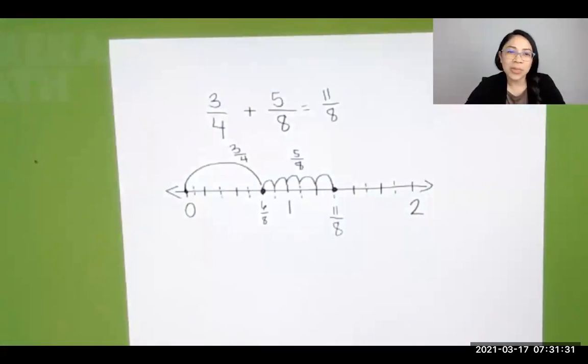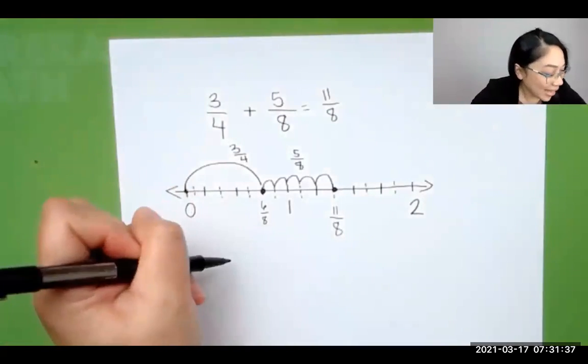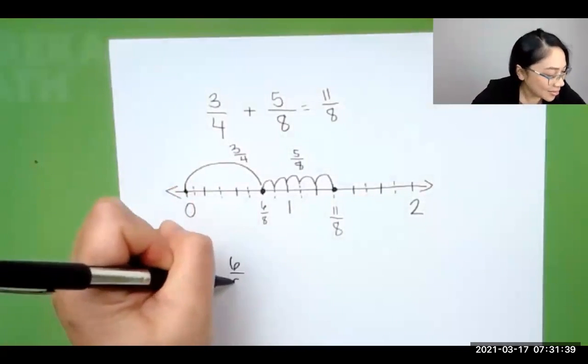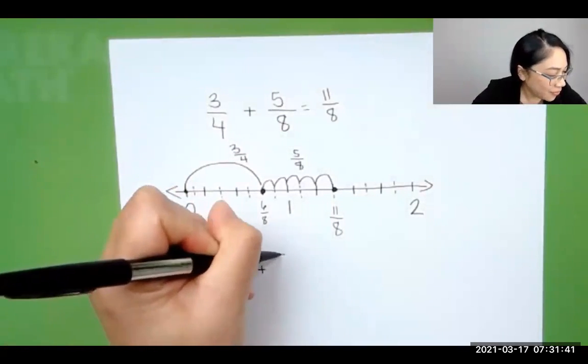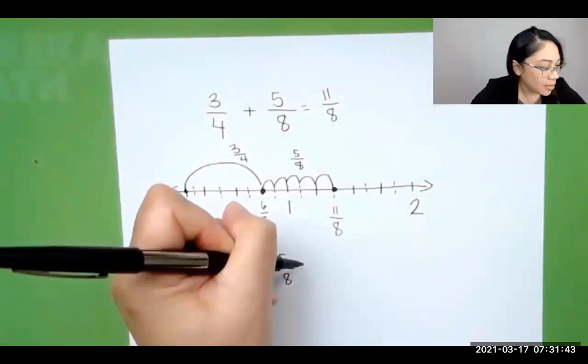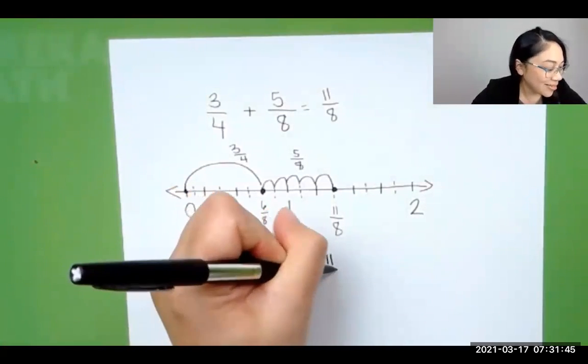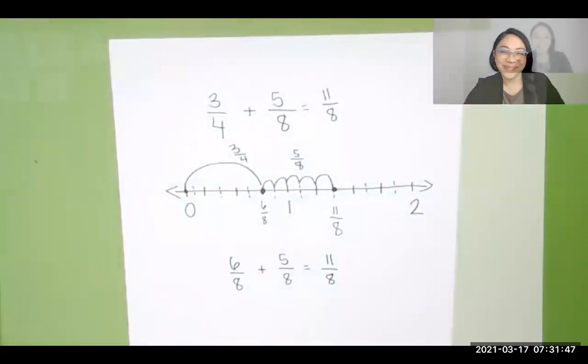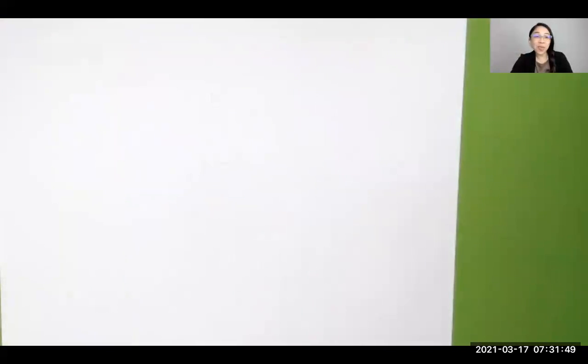Can you think of a number sentence with like denominators? 6/8 plus 5/8 equals 11/8. Today, we learned to add fractions by finding common denominators. We found equivalent fractions using models.